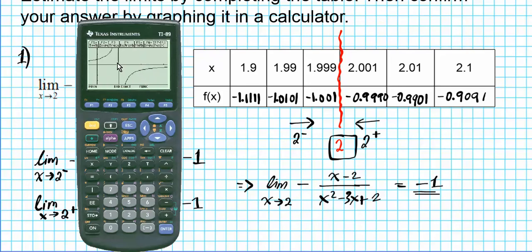Just trace, get really close to 2. At 2, let's enter 2, enter. There isn't any y value. That's because you have a removable discontinuity there. But when you scroll to the right of 2, you see what number we have here? Negative 0.9. It's close to negative 1. And if you go to the left of 2, you're close to negative 1. So graphically, we can easily conclude that when x gets infinitely close to 2 from both sides, the y value you're going to be approaching is negative 1. So we have a graphical confirmation here.